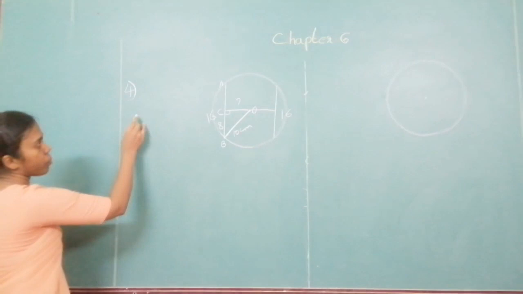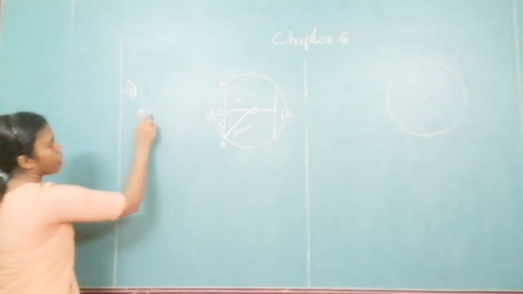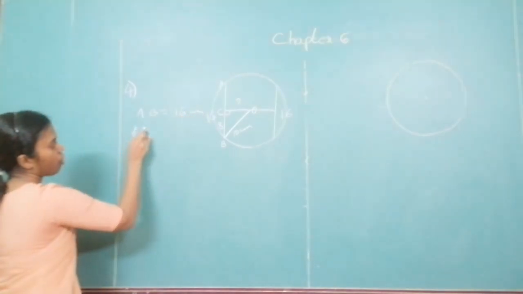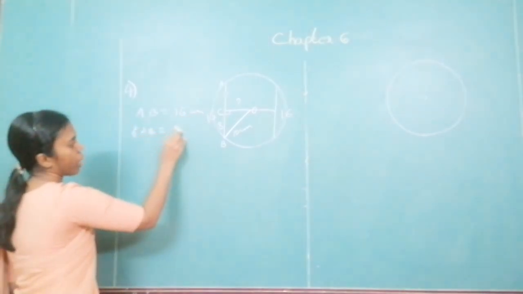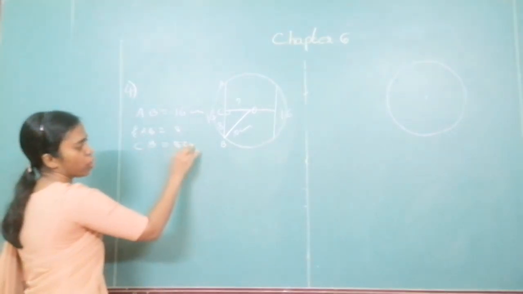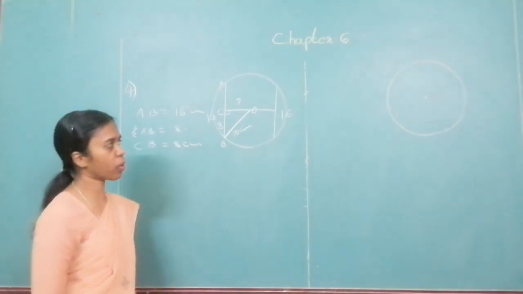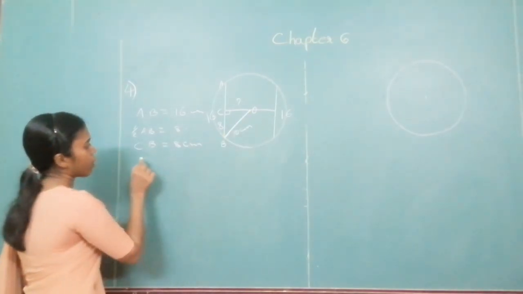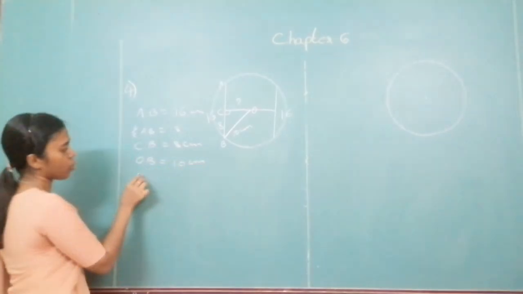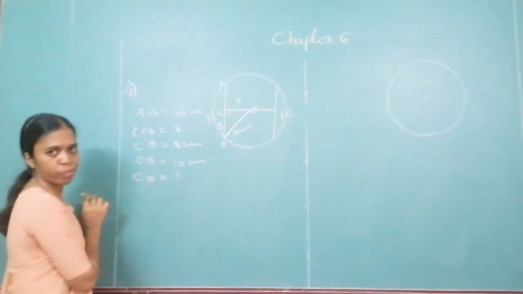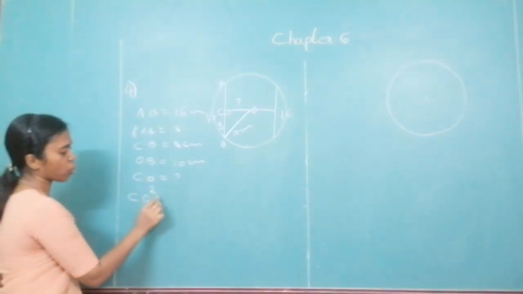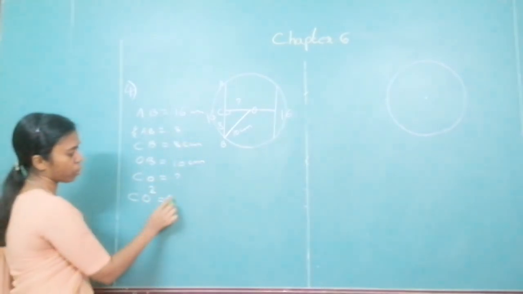You know that AB is given to you as 16 centimeter. Half of AB is equal to 8 centimeter. Now what is half of AB? That is CB. CB is equal to 8 centimeter. Okay. Now you also have that OB is equal to 10 centimeter. What are you supposed to find out? CO. According to Pythagoras theorem, you have that CO square is equal to, which is the hypotenuse over here?